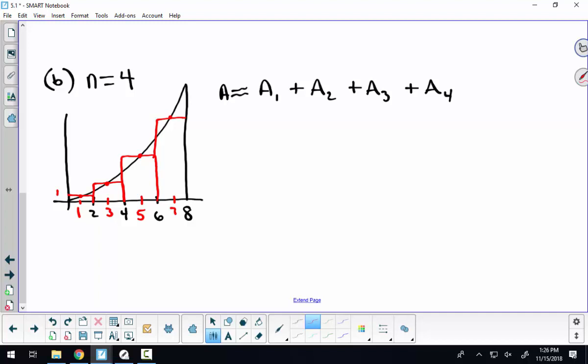What's the height of the second rectangle? 3 squared. The height of the third rectangle? 5 squared. And the height of the fourth rectangle? 49. 7 squared. And notice that's sort of arbitrary, right? We could have said, well, let me use the left endpoint to evaluate the height, or the right endpoint to evaluate the height, or any value in between 1 and 2 to evaluate the height.